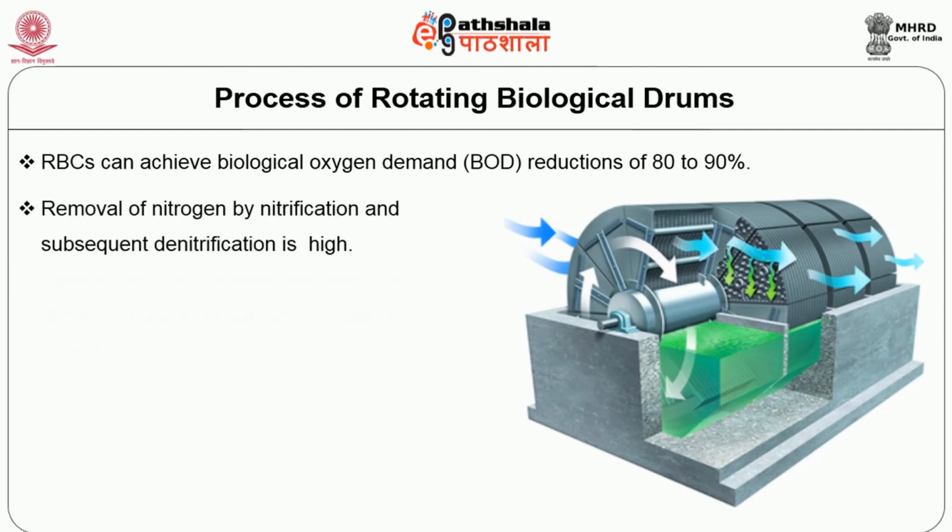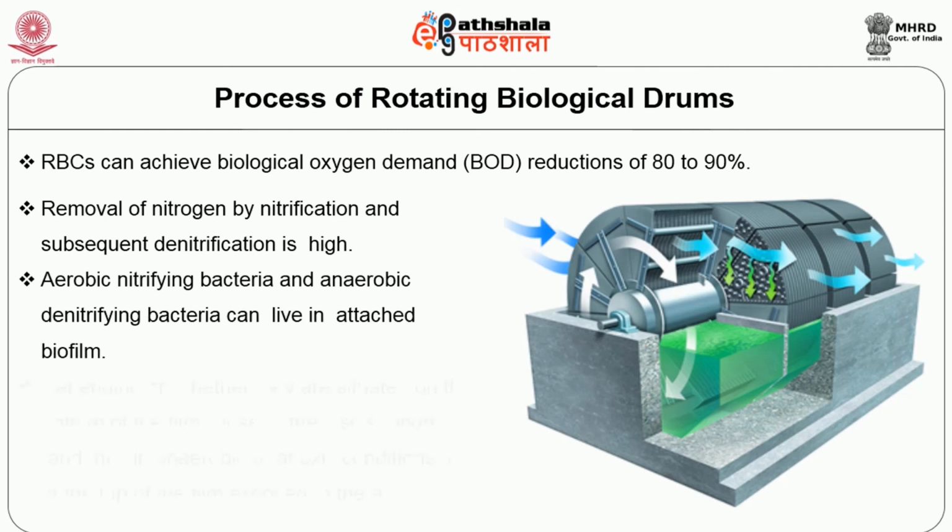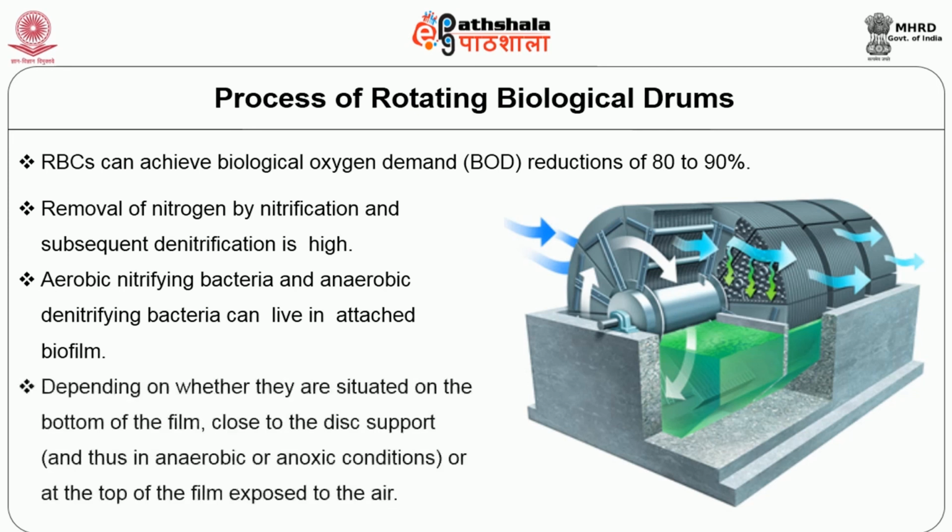Not only does it reduce the biological oxygen demand, the RBCs are also capable of removal of nitrogen by the nitrification process, and subsequent denitrification is also carried out, because both the aerobic nitrifying bacteria and anaerobic denitrifying bacteria can simultaneously live in the attached biofilm. This depends on whether they are situated on the bottom of the film, close to the disc support, or at the top of the film exposed to the air.